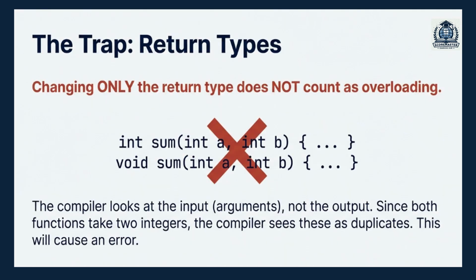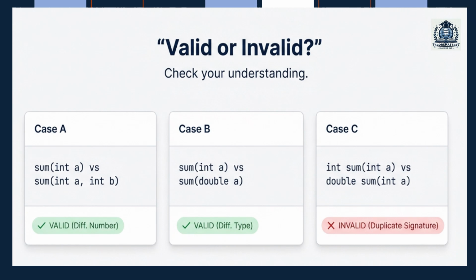Return type alone cannot overload a method. The compiler judges by parameters, not promises. Same inputs mean duplicate methods, and duplicates mean compilation failure. Change the number or type of parameters. That's real overloading. Change only the return type, and you've written a duplicate, not a new method.